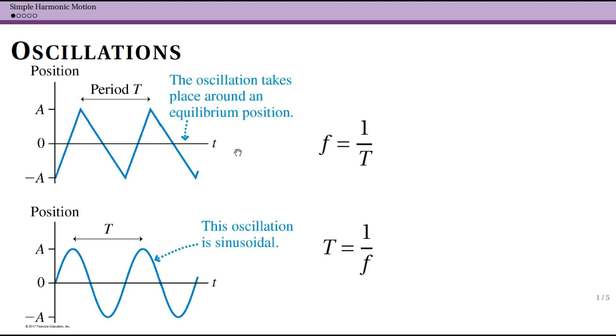But in general, we're not going to be talking about strangely shaped oscillations. You could imagine this is some sort of triangle wave. We could have a square wave that goes up and down in little pulses. We could have lots of different shapes in here. But what we're going to be interested in is sinusoidal oscillations.